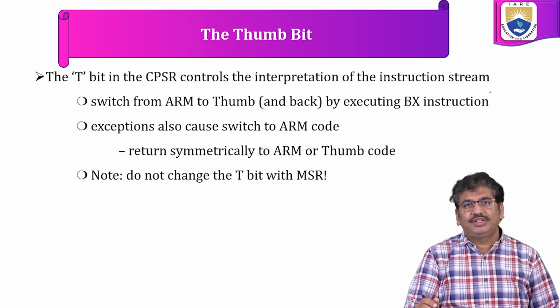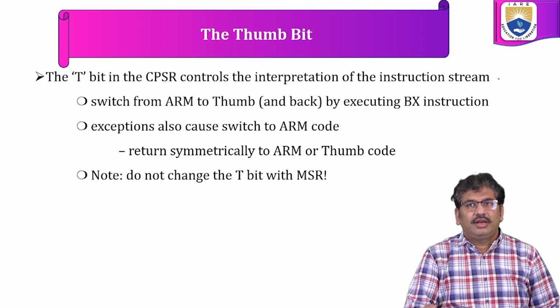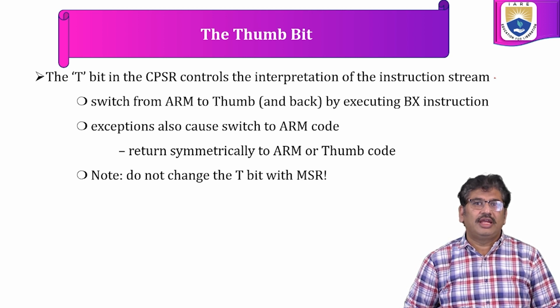The Thumb bit: to differentiate whether the ARM processor is in Thumb mode or non-Thumb mode, we have a control bit called the T bit in the CPSR, current program status register. The T bit in the CPSR controls the interpretation of the instruction stream. Switching from ARM to Thumb or Thumb to ARM is done by executing the BX instruction, which is a branching instruction. Exceptions also cause a switch to ARM code. Do not change the T bit with the MSR instruction.